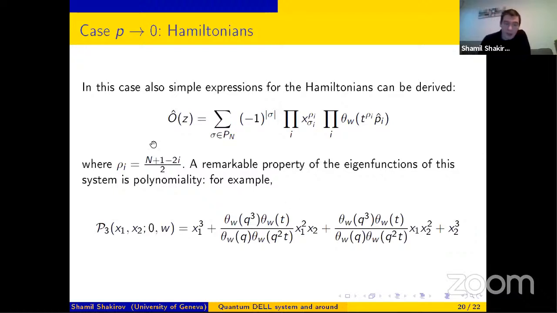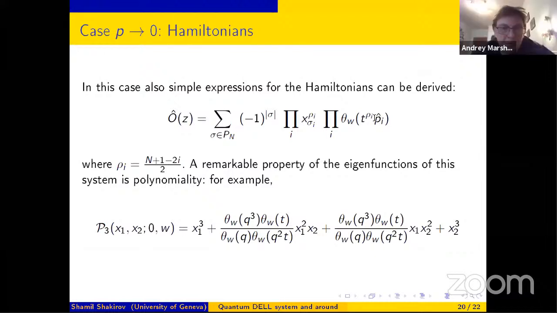So the other limiting case is when p goes to 0. In this case, you can also write simple expressions for the Hamiltonians, but you already need to have this peculiar current O_Z that we had in our paper with Peter, because O_0, the zeroth component of the current, is not anything simple. The distinction is that O_Z can be explicitly summed. If you remember, it was a sum over a lattice, and that sum in this case can simply be summed to a product of theta functions. Sorry, Shamil, where is z on the right-hand side? Oh, that's right, there has to be a z. I think it's a theta function of z times everything else. It's a misprint.